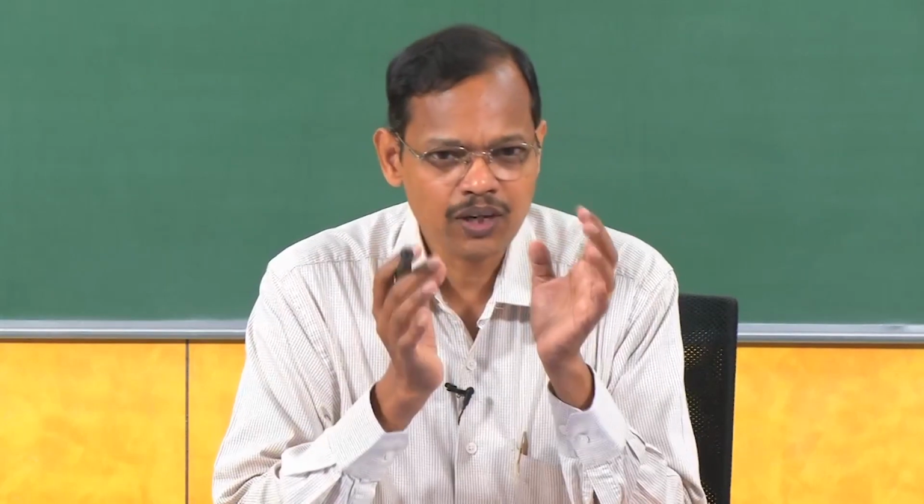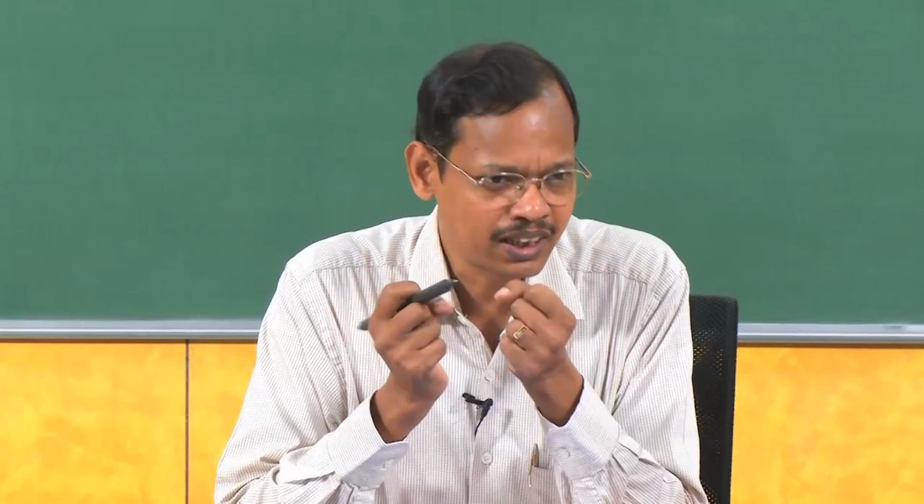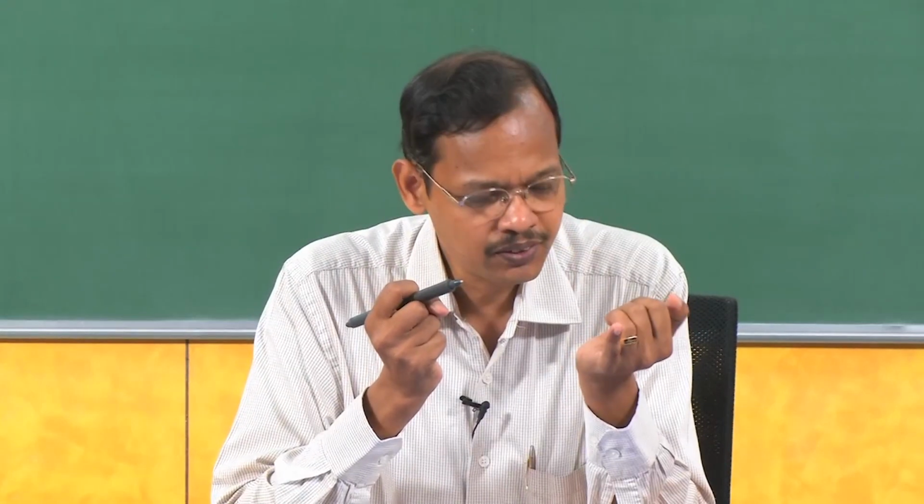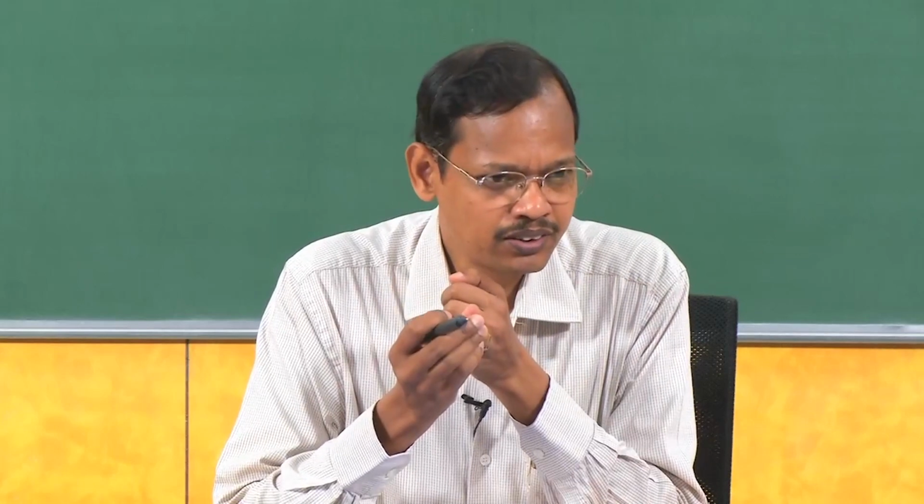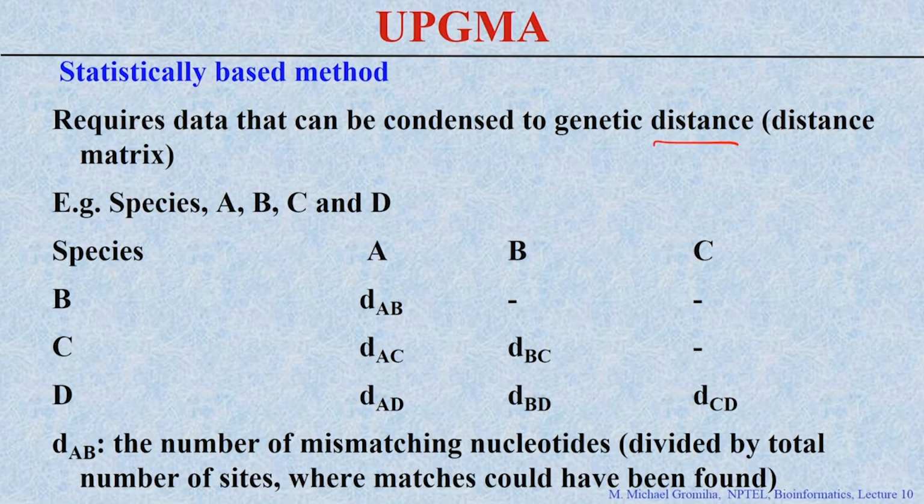It requires the data to be condensed to a genetic distance. For example, we can use DNA sequences or protein sequences. They look at these sequences and see how they are different from each other. They calculate the distance. It is a statistical based method. They use statistics to analyze the data and construct the trees based on the distance. So how do you think about the distance here?